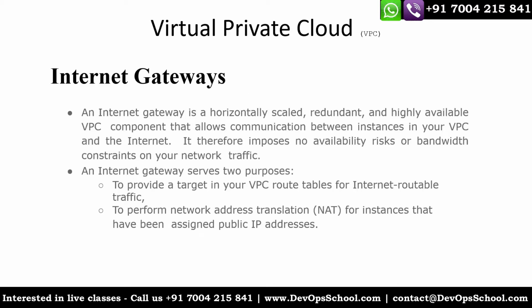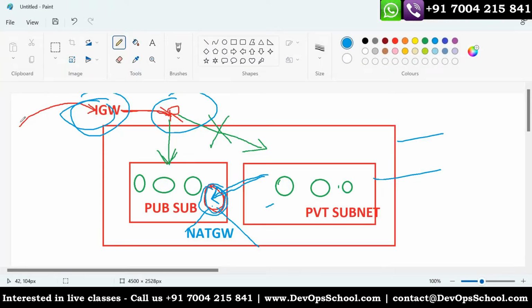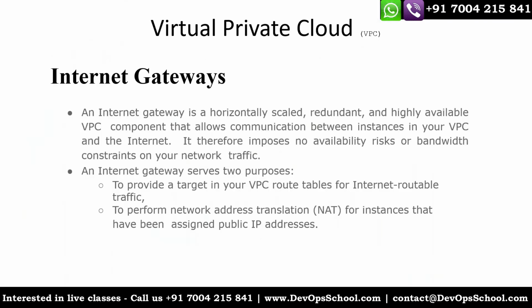Now, internet gateway. You have seen that again, and let me show you this. This is the internet gateway. From that, the internet is coming to the public subnet or whatever it is. Internet gateway you have to buy from them. It's a fully platform as a service. An internet gateway is a horizontally scaled, redundant, and highly available VPC component that allows communication between instances in your VPC and the internet. It therefore imposes no availability risk or bandwidth constraint on your network traffic.